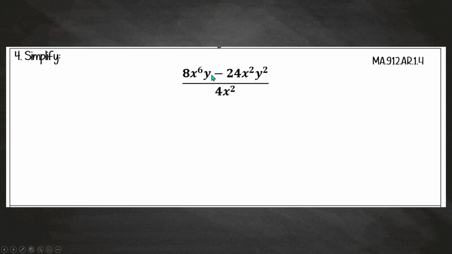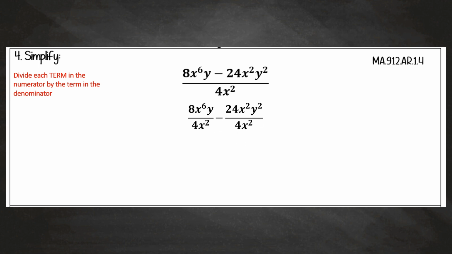Simplify. So what we have to do here is simplify this. We have to rewrite this in simplified form. So we're going to divide each term in the numerator by the term in the denominator. So we have 8x to the power of 6 y divided by 4x squared minus 24x squared y squared divided by 4x squared. So we're going to do coefficient divided by coefficient, exponent minus exponent.